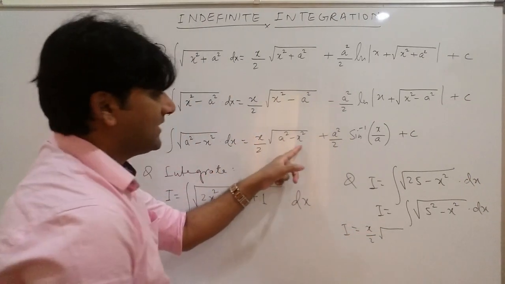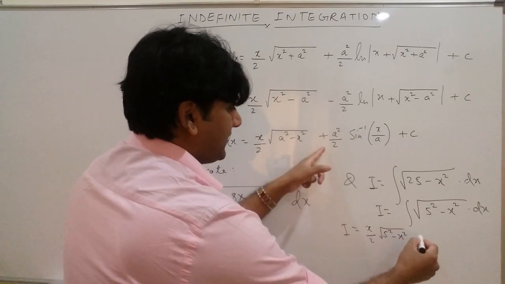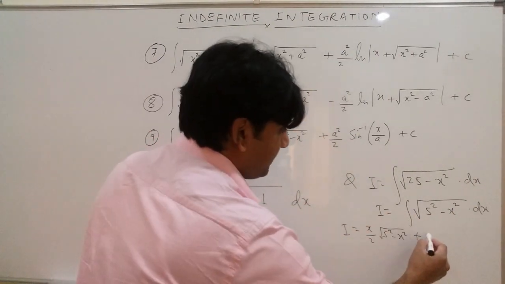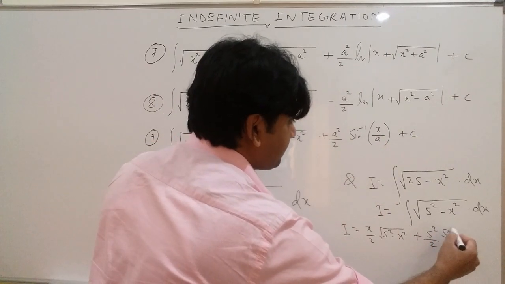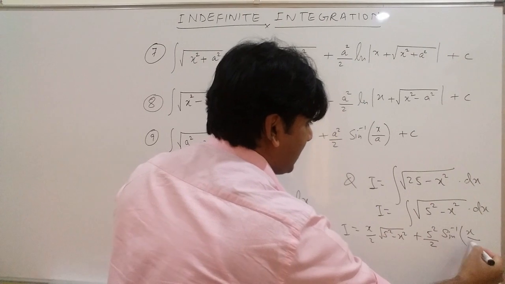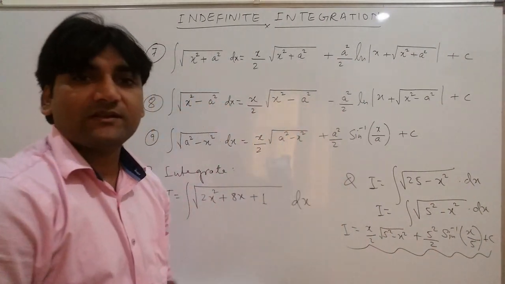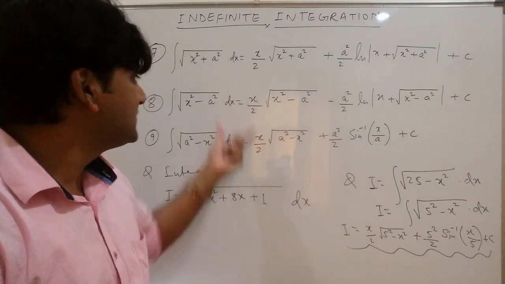Then root a square minus x square, we have 5 square minus x square. Then plus a square by 2. Then what is a square? We have 5 square. Then 5 square over 2. Then sine inverse x over a. X is this and a is 5 and plus c. So we got that answer.